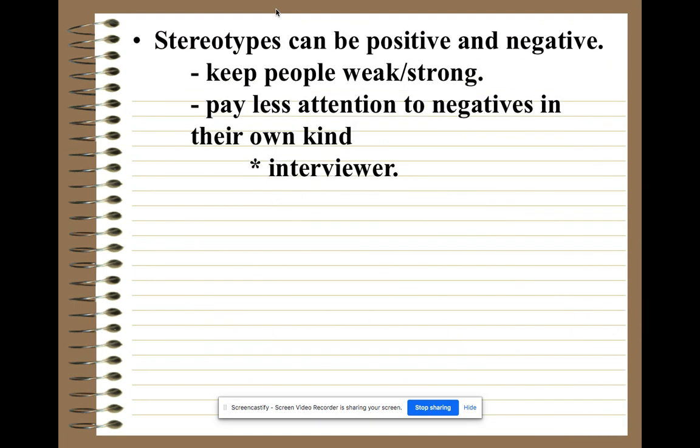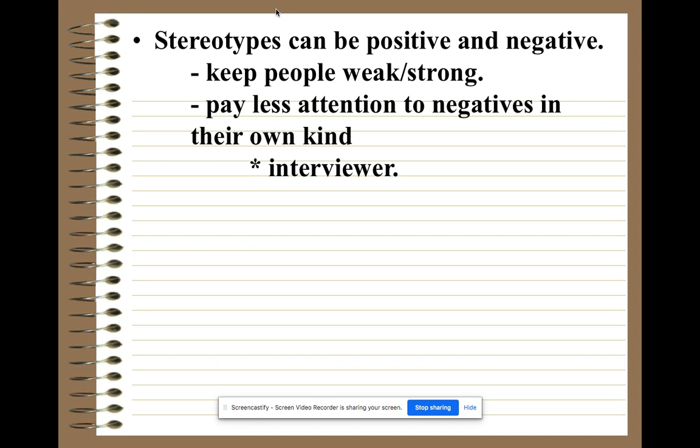Stereotypes obviously can be positive and negative. We would assume that if we met a doctor, that person must be smart, they must be responsible, they must be the kind of person that you can depend on. But stereotypes can also be negative. We've all heard of groups of people referred to as lazy. We've all heard of groups of people that are more likely to have certain problems than others. But again, they keep the weak weak and they keep the strong strong.